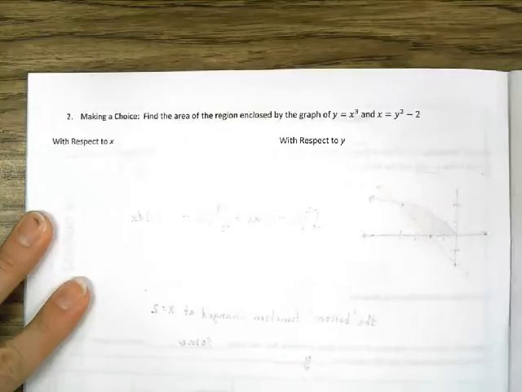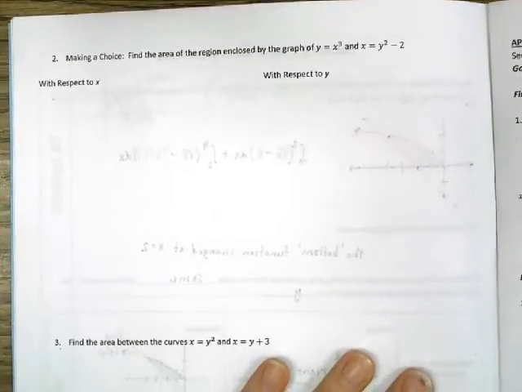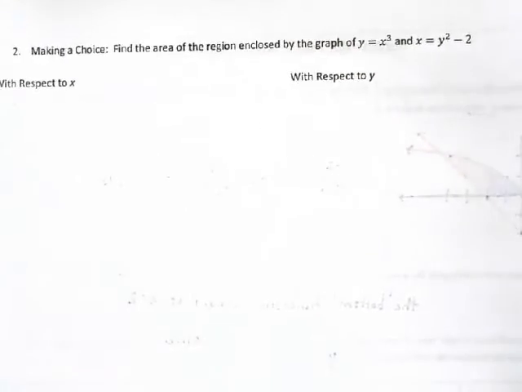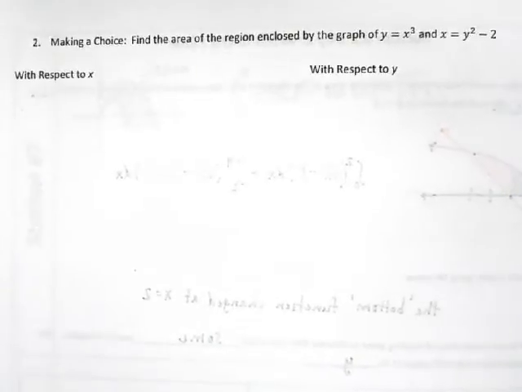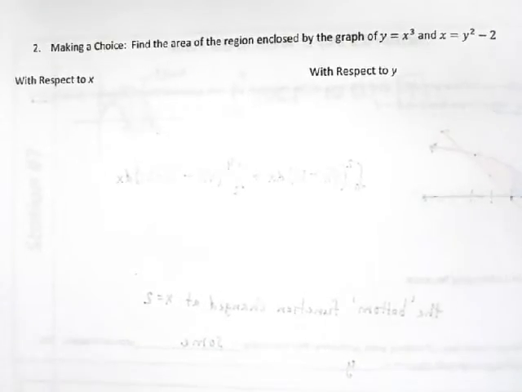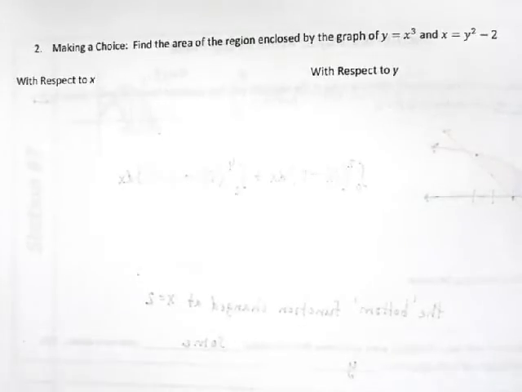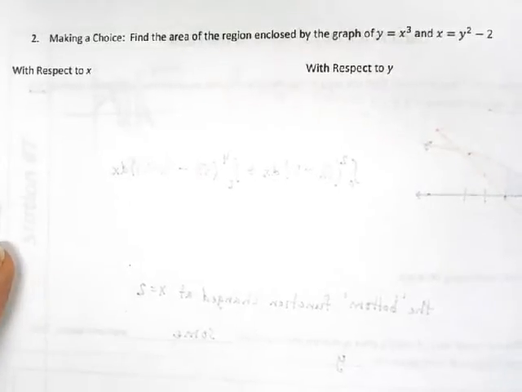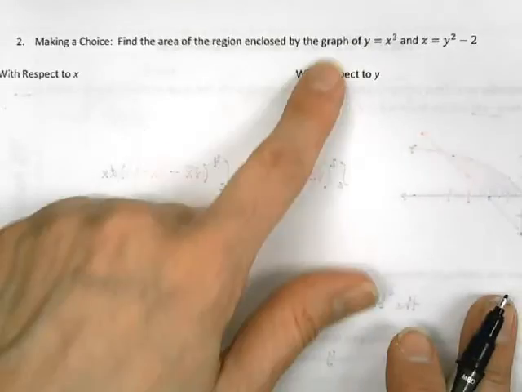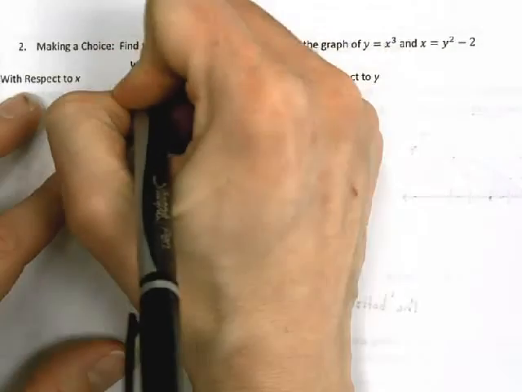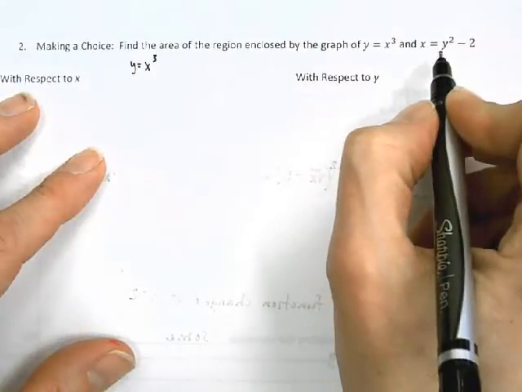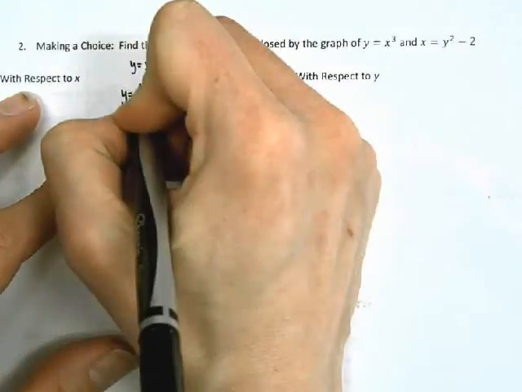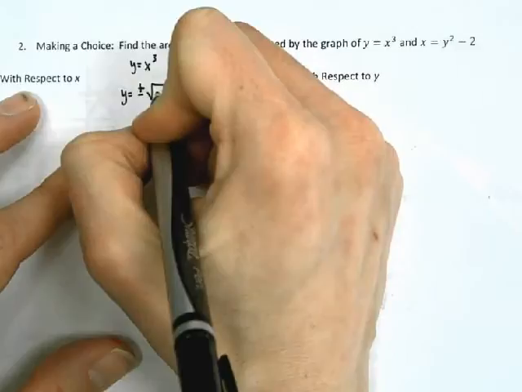Okay, here now, they're actually asking us to make a choice. So we can do it both ways. It's just important to understand when each way might be better. So we're going to find the area of the region enclosed by the graph of y equals x cubed and x equals y squared minus 2. So first, I want to be able to graph these, so I'm going to get both of my equations solved for y, just so it's easier to graph. So I already have y equals x cubed. And then this guy is going to be y squared equals x plus 2. So y equals positive or minus square root of x plus 2.